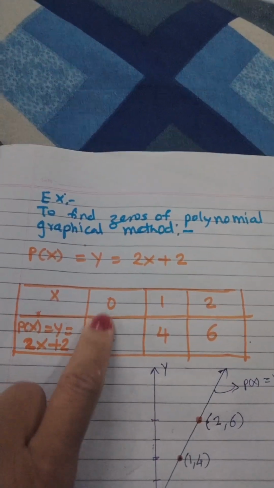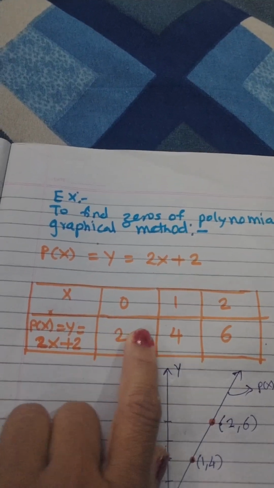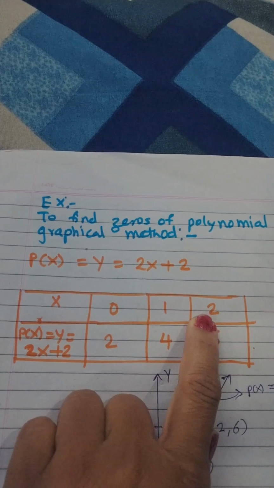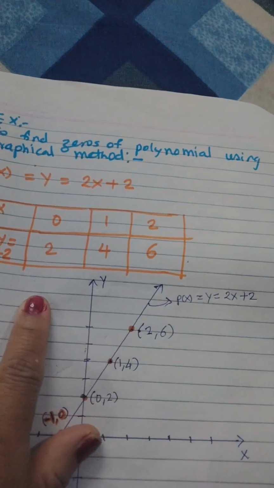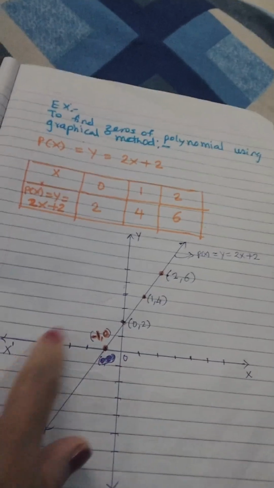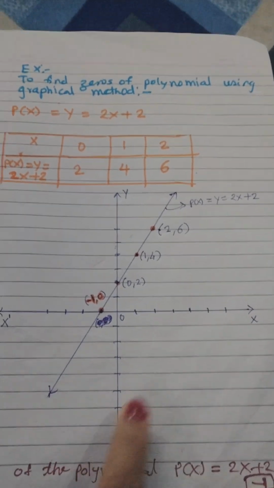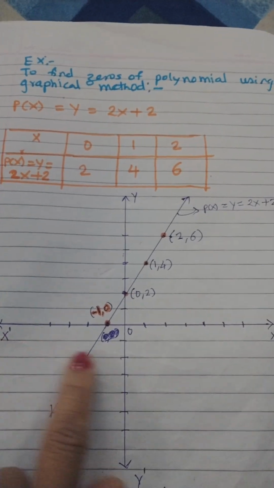So these are the x and y coordinates. Here x coordinate is 0, y coordinate is 2. Here x coordinate is 1, y coordinate is 4, x coordinate is 2, y coordinate is 6. Now using these points we plot the graph here. We make this the y-axis and this the x-axis. This is the positive y-axis and this is the negative y-axis. This is the positive x-axis and here on the left hand side this is the negative x-axis.